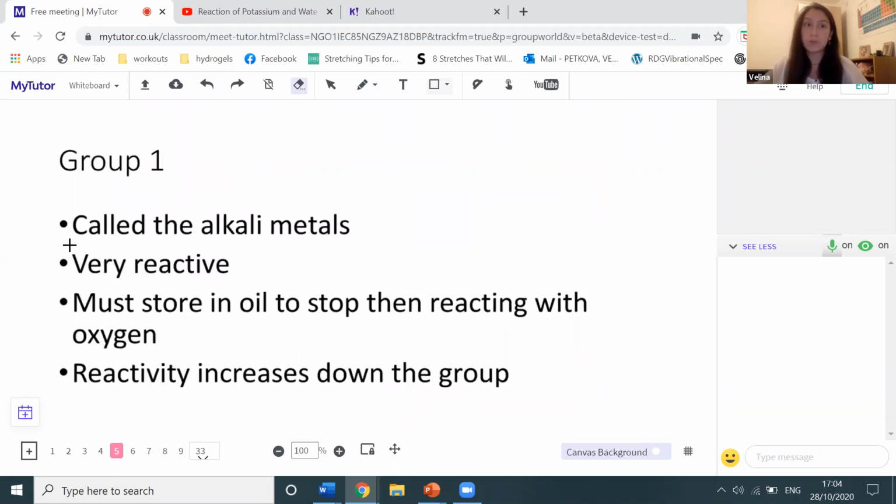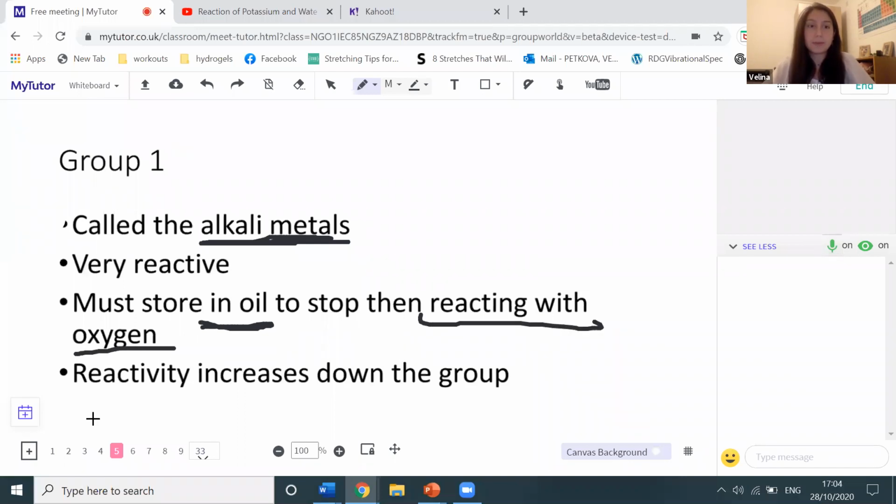So, a few properties of group 1. Firstly, one thing to remember is that they are called the alkali metals. That's what they might refer to it as in your exams, so be very well aware of the different names. Next, group 1 metals are very reactive. We're going to see why in a bit. You may have seen them in class, hopefully some of you have, but they are always stored in oil. This is because they're so reactive that they're going to react with the oxygen in the air. Another thing to remember is that the reactivity increases down the group.